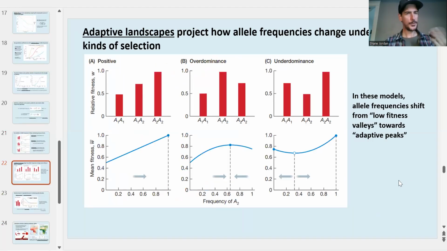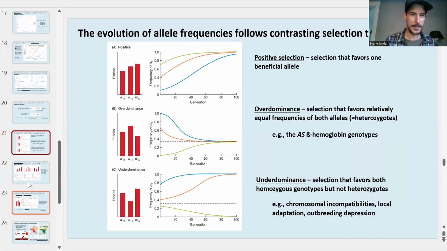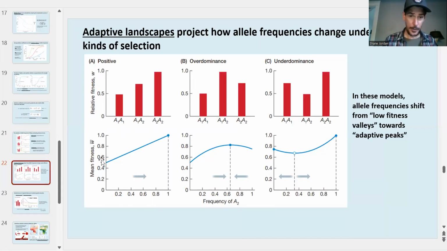This also kind of points toward the idea of adaptive landscapes. Now, this is very much theoretical, very much just being used as an analogy, so to speak. But basically, this idea projects how allele frequencies are changing under different kinds of selection. And so in these models, allele frequencies have been said to shift from low fitness valleys towards high adaptive peaks. And these three different graphs here are very similar to the three graphs we see here. And these graphs on the bottom are showing these adaptive landscapes.